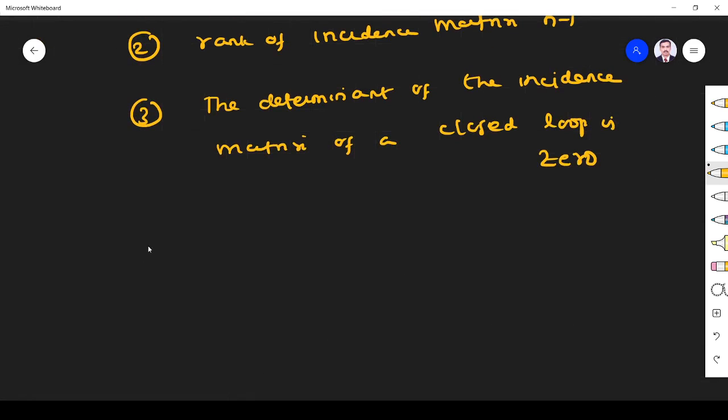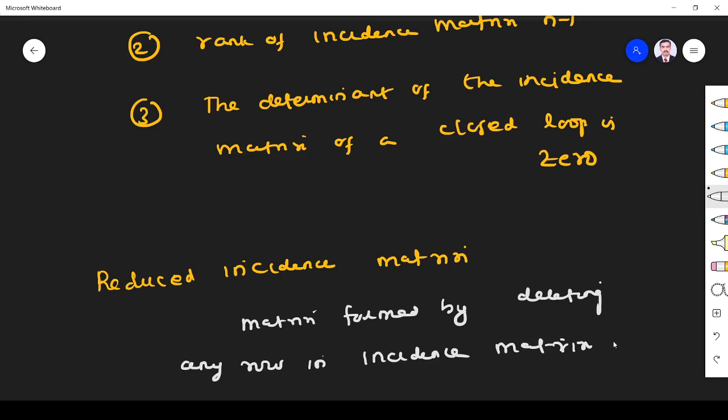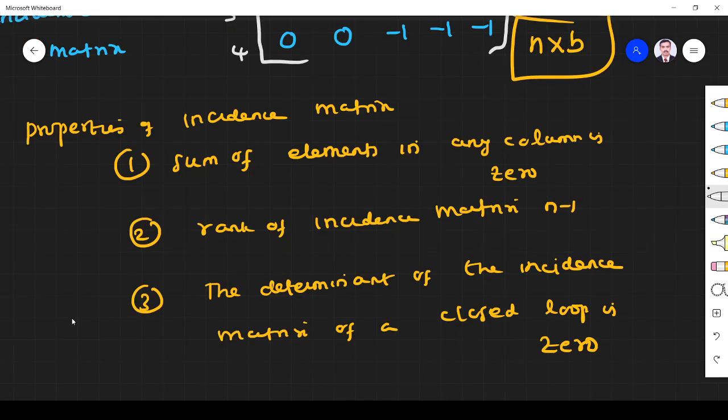Next we have to understand what is a reduced incidence matrix. What is meant by reduced incidence matrix? It is again a matrix formed by deleting any row in the incidence matrix. Right? So you can delete any row. If you delete any row, it will become a reduced incidence matrix.